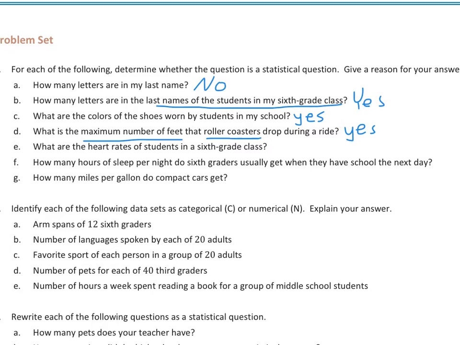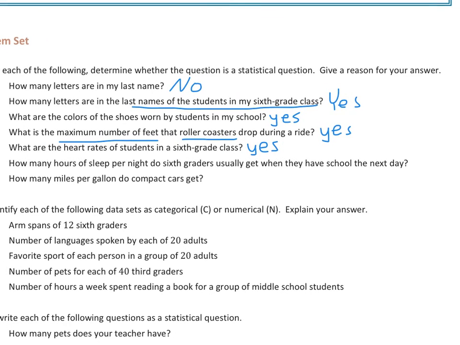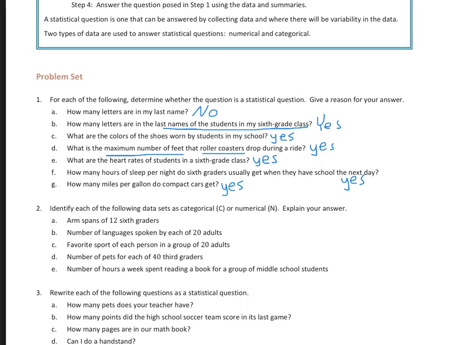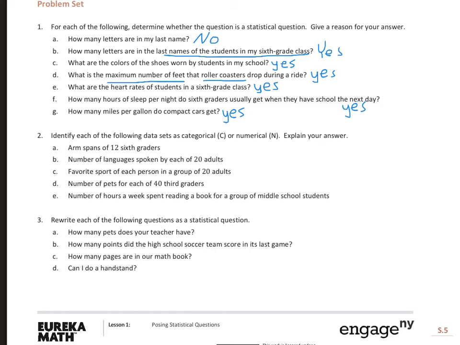What are the heart rates of students in the 6th grade class? Yes, we're definitely going to have to do some research on that. How many hours of sleep per night do 6th graders usually get when they have school the next day? Absolutely. That's a lot of data we have to collect. How many miles per gallon do compact cars get? Yes. So we only had one non-statistical question.